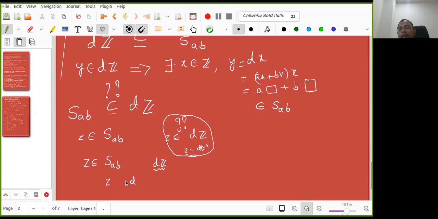Yeah, Akshat, go ahead. Since D divides A and D divides B, D divides any linear combination. How do you know that D divides A? It's an element of AX plus BY. No, see, I know that DZ is a subset of SAB. So I do not know that D divides A, D divides B. So even from this, can you prove it? Yes. Since DZ is a subset of SAB, D is of the form AX plus BY.